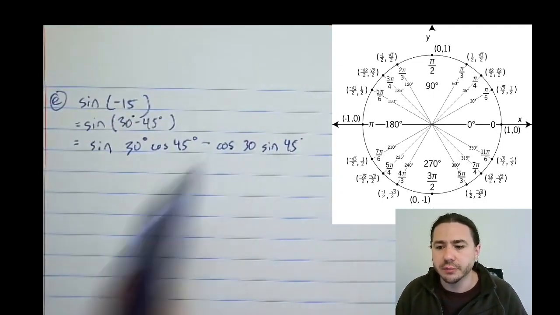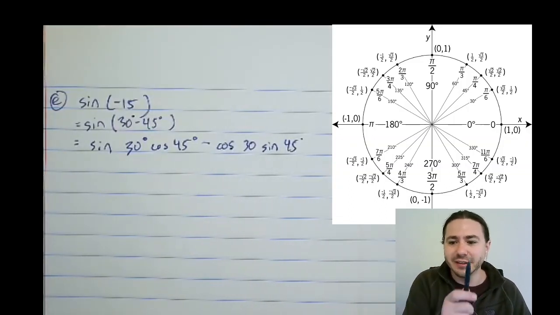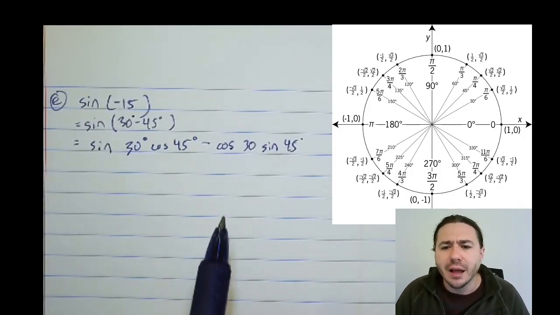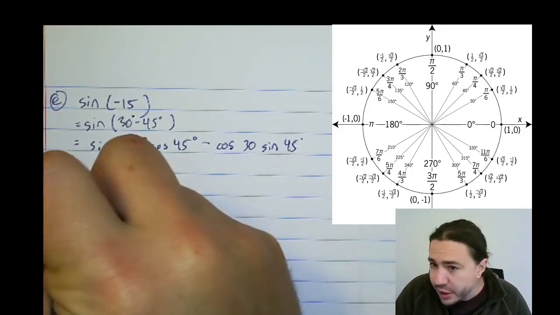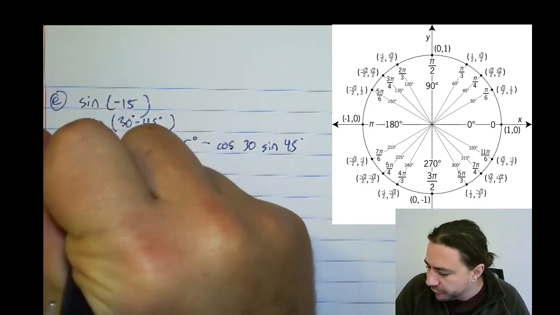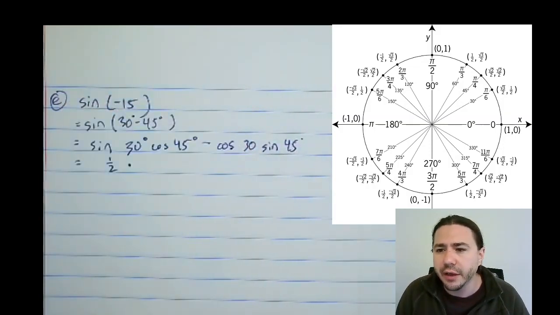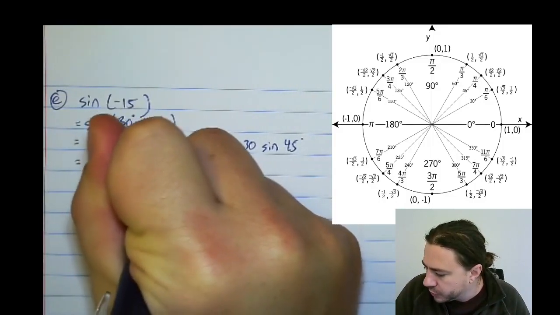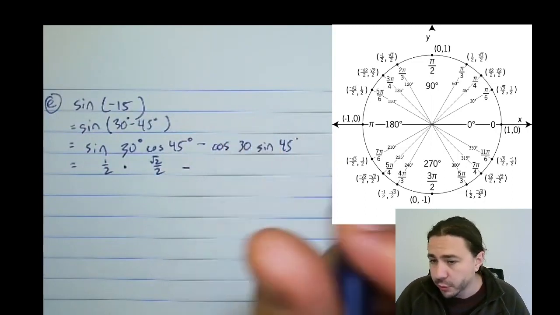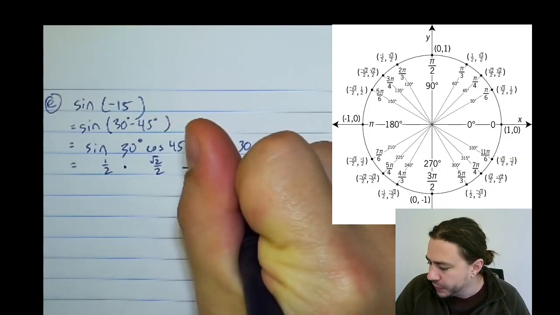Same thing with the unit circle. If I had a paper unit circle, I'd have it next to me too. Luckily, I've got this unit circle right there, so I just look at that. All right, so sine of 30, sine is going to be the y value at 30 degrees, so that's going to be 1/2. 1/2 times cosine of 45 is root 2 over 2, minus cosine of 30 would be root 3 over 2, and then sine of 45 is root 2 over 2.